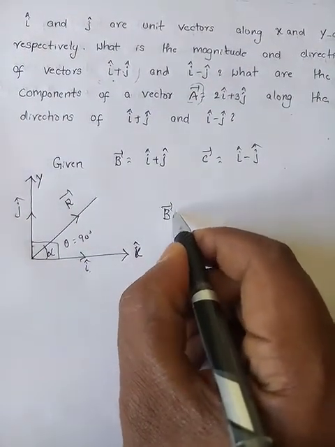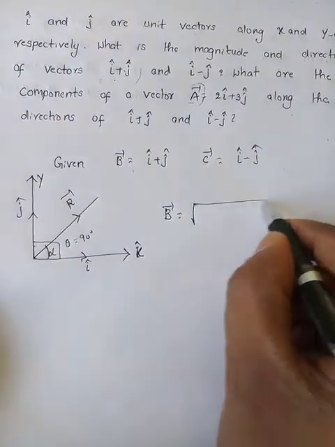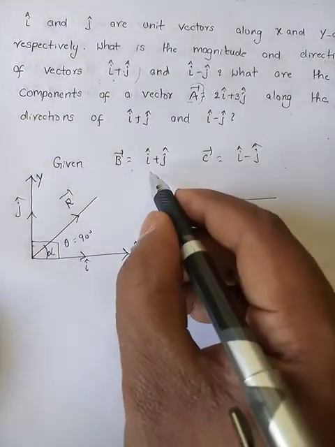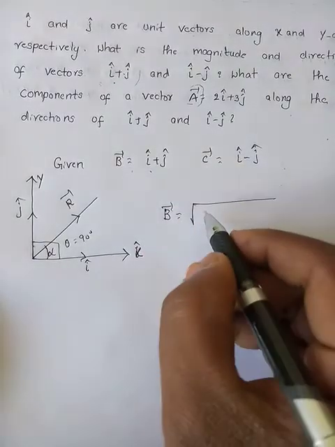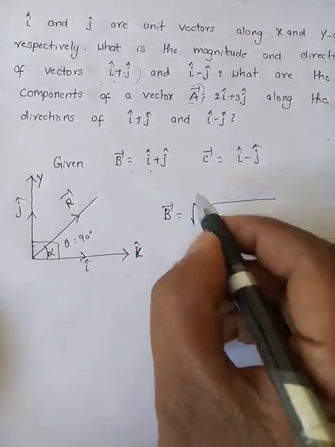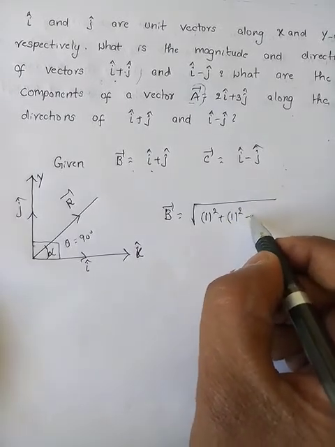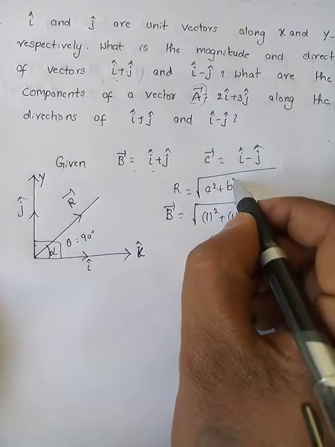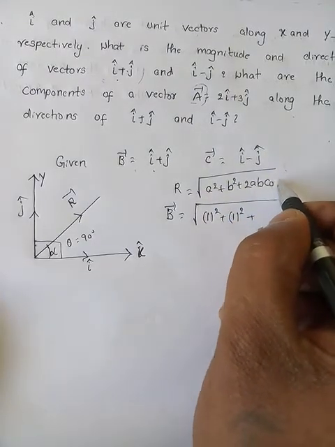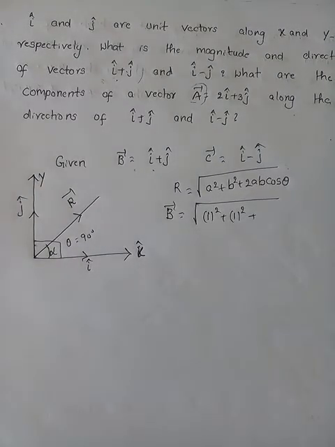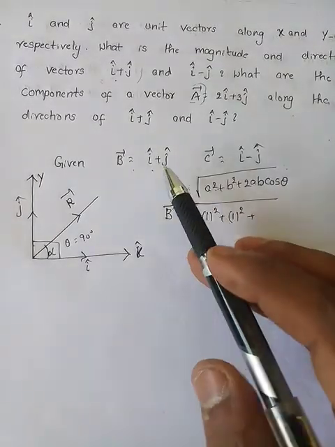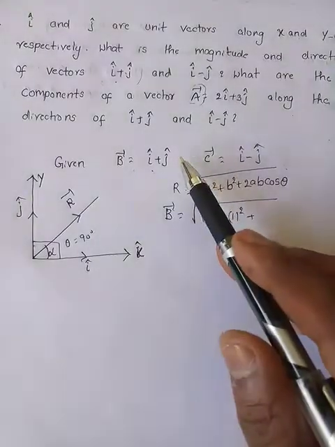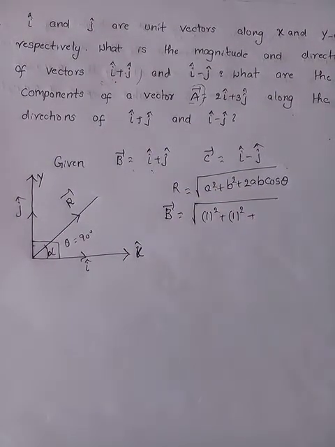So, what is the resultant of these two vectors? We have considered this as B bar. B bar is equal to what? Root of the magnitude of first vector. How much? 1. The magnitude of j cap again 1. What is the basic formula? R is equal to root of a square plus b square plus 2ab cos theta. A is what? Magnitude of vector A. B is what? Magnitude of vector B. Angle theta is angle between two vectors.